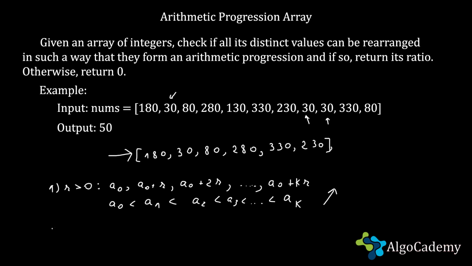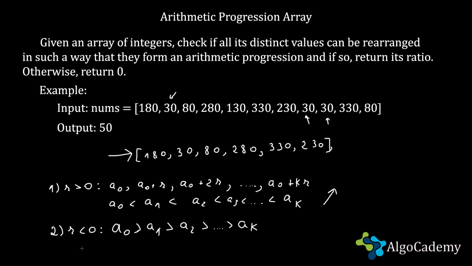Now, following the same line of reasoning, if I choose an R which is strictly less than 0, so a negative R, what's going to happen? A0 is the first element. Then I have A0 plus R, and because R is negative, A0 is going to get decreased when we get A1. So A0 is strictly greater than A1, which is strictly greater than A2, and so on and so forth, until everything is strictly greater than AK.